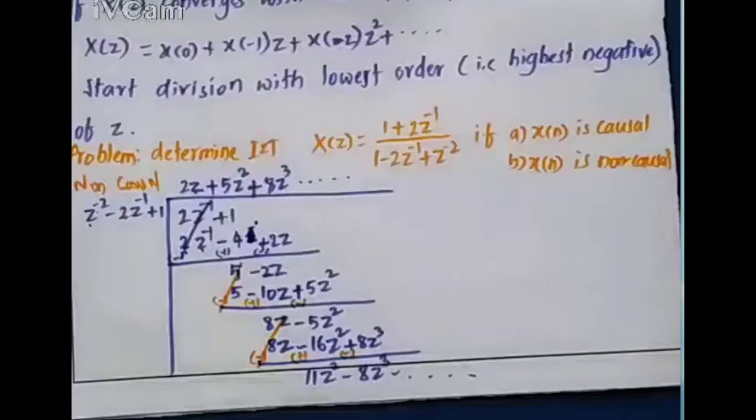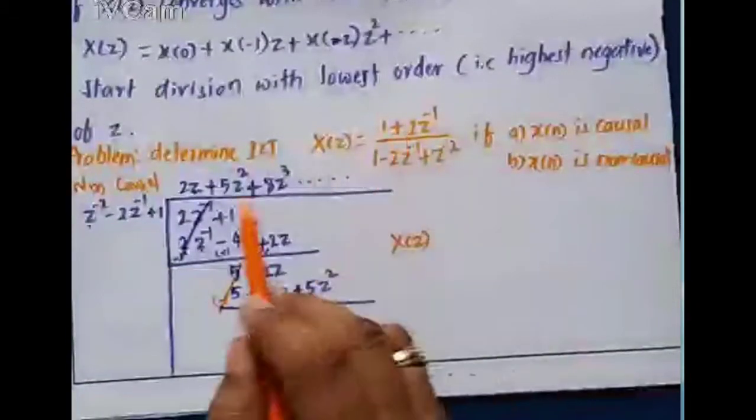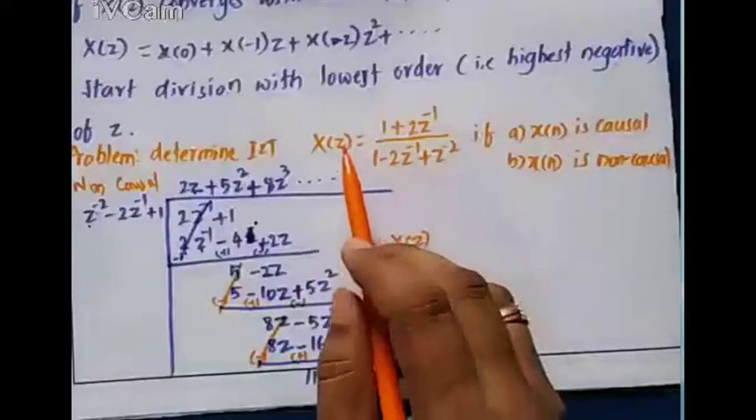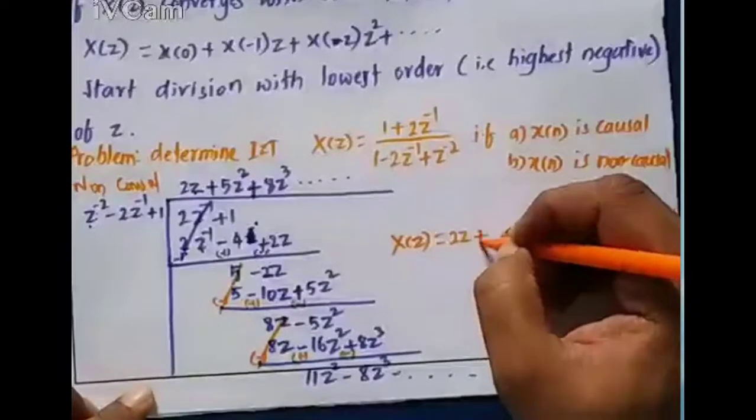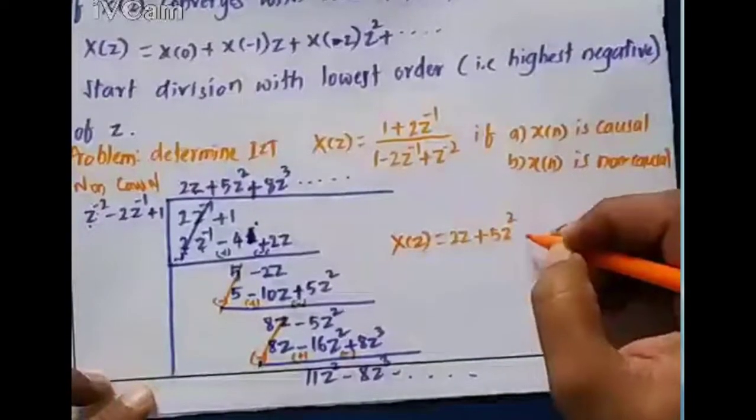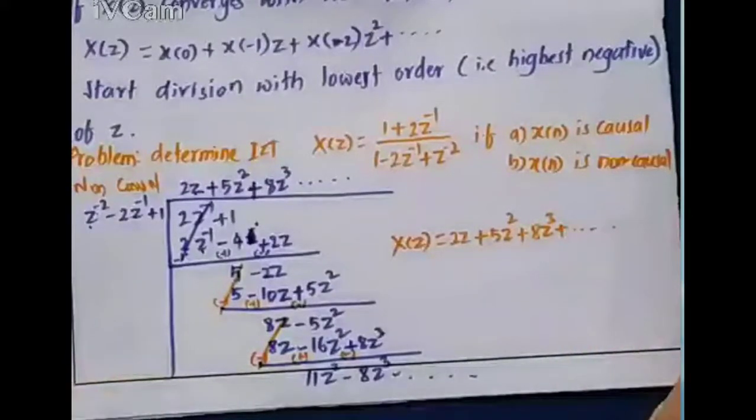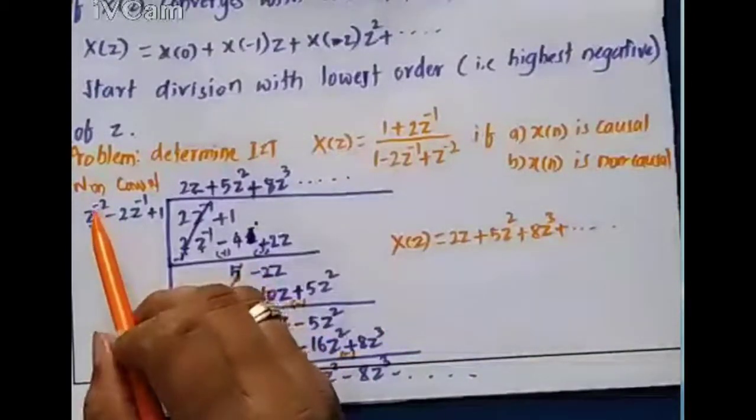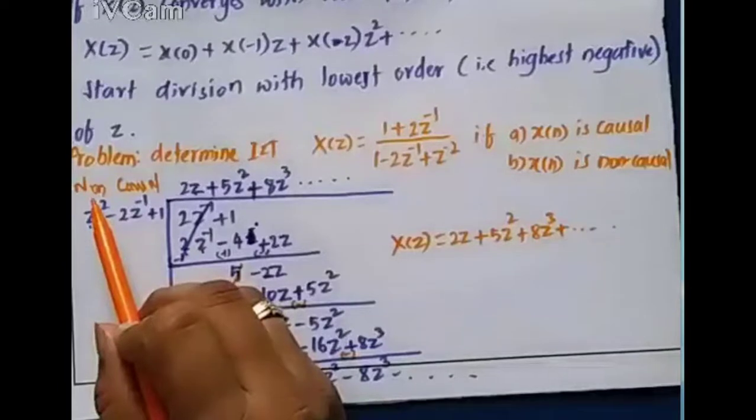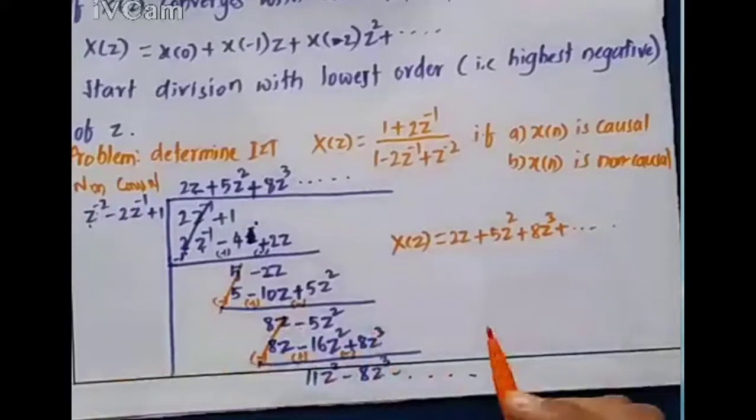So by the expression, what I can write here is x of z, because a numerator polynomial is divided by a denominator polynomial, so I will get x of z only, right. So x of z is equal to 2z plus 5z square plus 8z cube, like that it will go. And what is our understanding here, as I started the discussion saying that I am considering x of n as non-causal, right? I am saying x of n is non-causal.